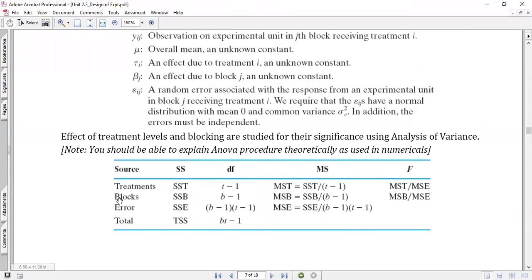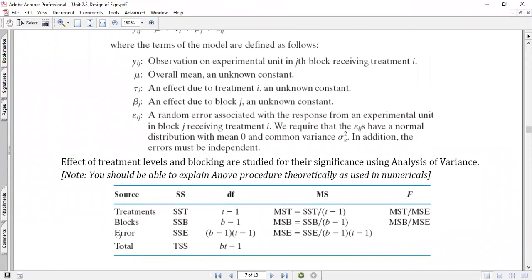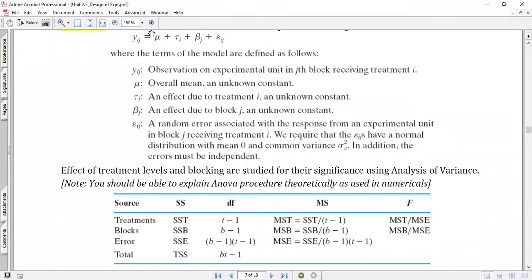That means error we take as the natural variation. All the variation is supposed to be because of natural variation, that is the null hypothesis. No, it may not happen. The variation may be because of treatment, maybe because of block. So that is why you will get some amount of sum of squares of error, that variation will be there. We compare it with the mean square error.